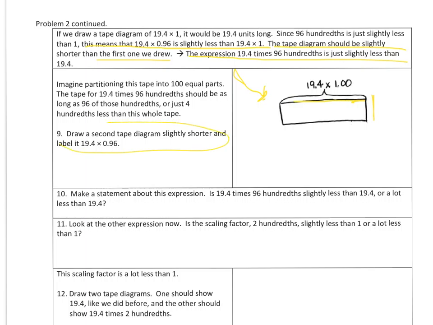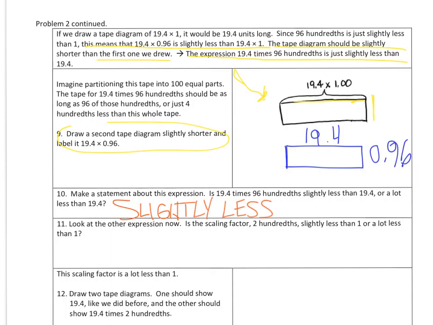So draw a second tape diagram slightly shorter and label it. So we're going to go like this. So we have 19 4/10 multiplied by 96 hundredths. So they're almost the same size, this one and this one, but this guy is just slightly smaller because it's multiplied by a smaller scaling factor. So now we're being asked to make a statement about this expression. Is 19 4/10 times 96 hundredths slightly less than 19 4/10 or a lot less? It's only slightly less, just a little bit less.